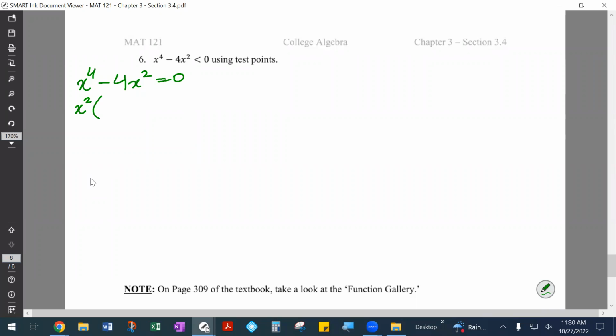Okay, so what are we left inside the parentheses? Very good, x squared minus 4, because you have x to the 4th. So if you're taking 2 of those x's out, you're only left with 2, right? So x squared minus 4. And then what will those zeros look like? So x squared equals 0 and then x squared minus 4. All right, perfect, very nice. Take each of the factors, set them equal to 0.